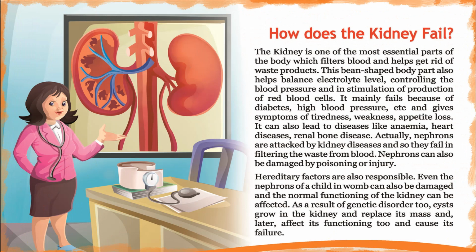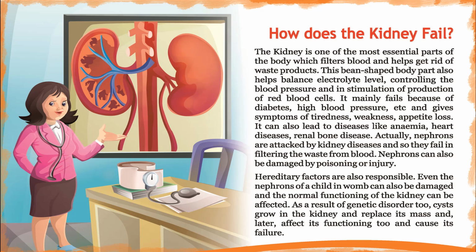How does the kidney fail? The kidney is one of the most essential parts of the body which filters blood and helps get rid of waste products. This bean-shaped body part also helps balance electrolyte levels, control blood pressure and stimulate the production of red blood cells. It mainly fails because of diabetes, high blood pressure, etc. and gives symptoms of tiredness, weakness, appetite loss. It can also lead to diseases like anemia, heart disease, renal bone disease.